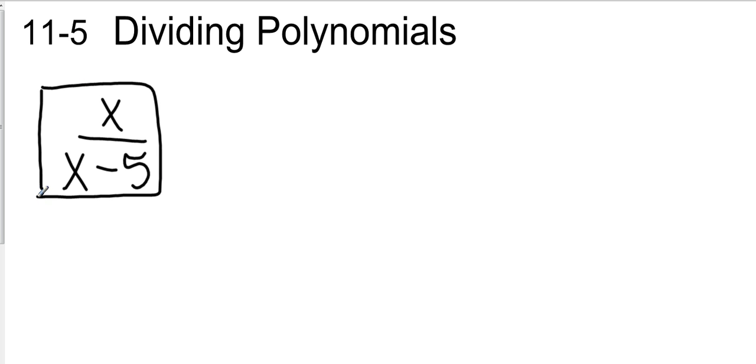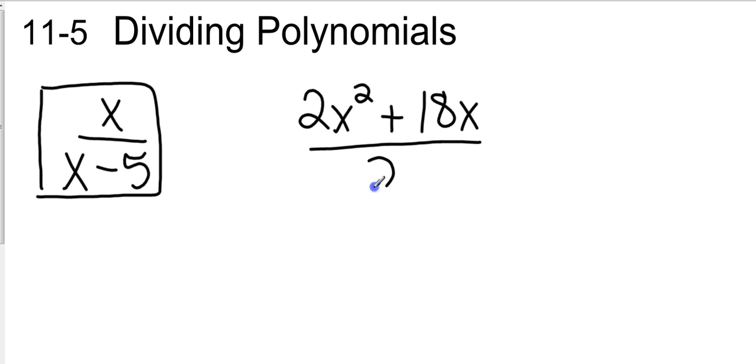Now, what you're going to see today will be something like this: 2x squared, let's say plus 18x all over 2x. Now, you will see that this is a binomial and a monomial on the bottom. But the difference today is that the 2x can divide into both of them evenly. Okay, and so I will take them individually.